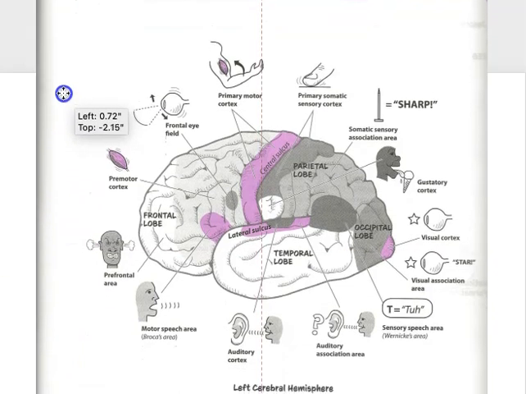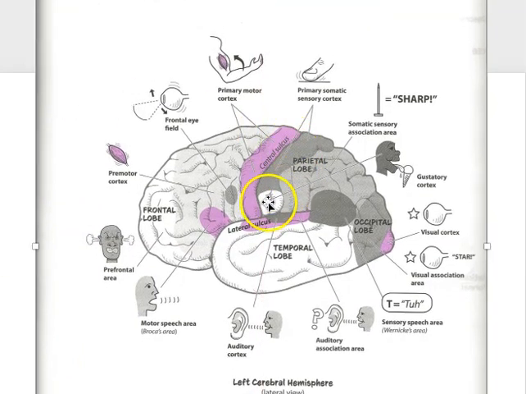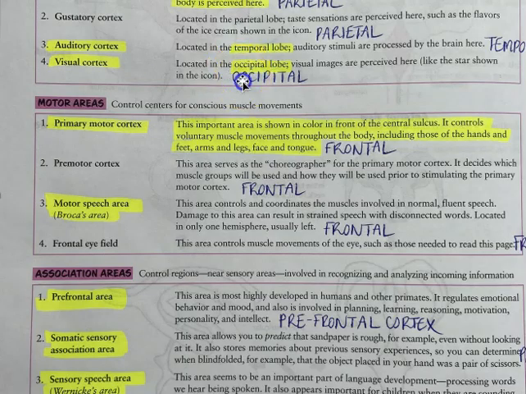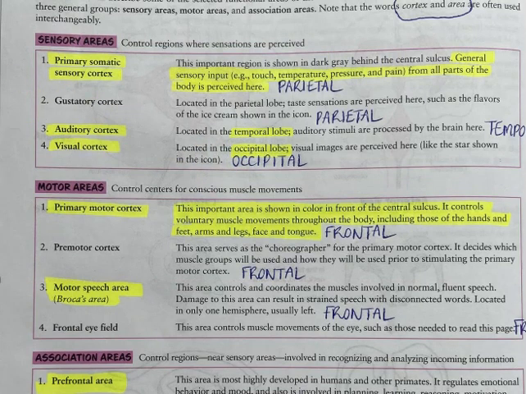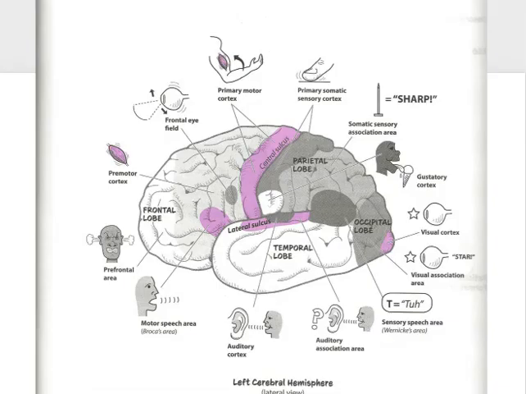Now let's take a look at the parietal lobe. Remember, the parietal lobe sits here, and it also is subdivided into this dark gray area, this white area, a light gray region, and another dark gray region. If we go to the table, we can see that the parietal lobe is involved in some sensory processing. The primary somatic sensory cortex is located in the parietal lobe. That's the region that's shown here in dark gray.